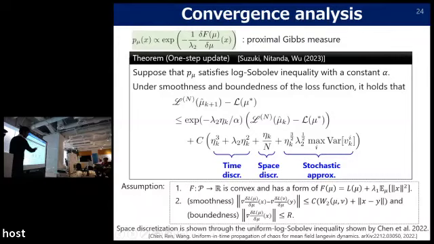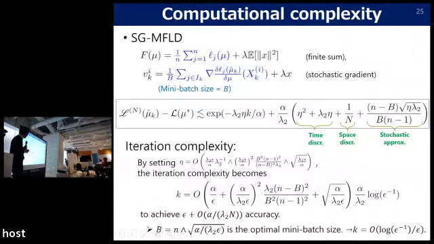Using this kind of analysis, we can bound the error after the k-th step of the stochastic gradient type mean-field Langevin dynamics like this. If you set the step size and the number of iterations appropriately, you can achieve epsilon accuracy; the right hand side can be bounded by epsilon. And if you set the mini-batch size appropriately, this is like log epsilon over epsilon. This is almost the same as the convergence rate of stochastic gradient descent for optimizing a strongly convex objective function.